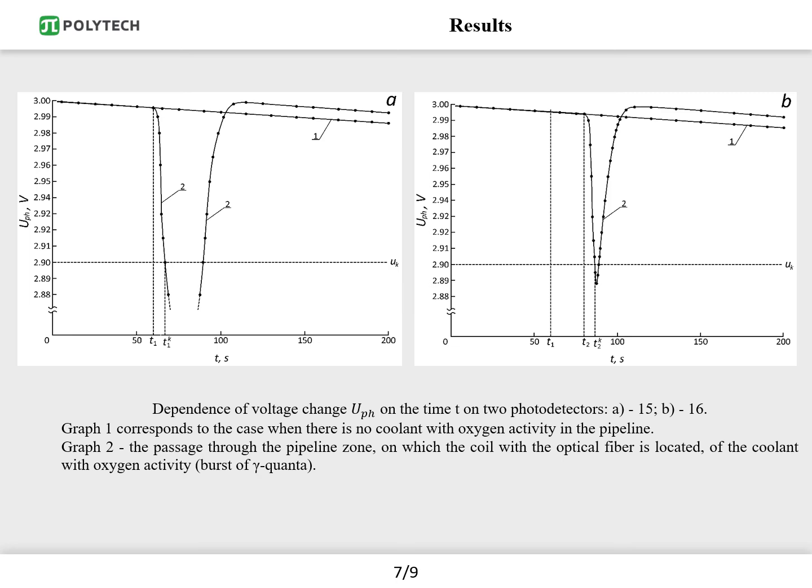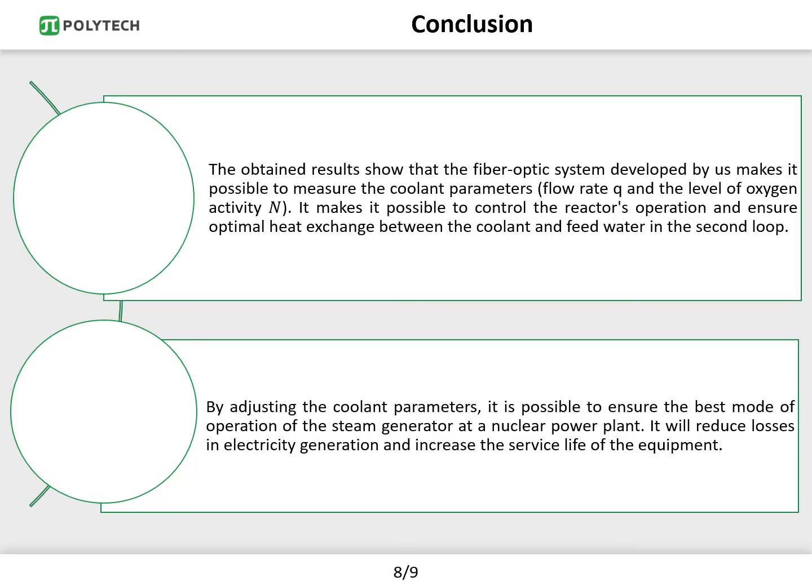The obtained results show that the fiber optic system developed by us makes it possible to measure the coolant parameters, that is, the flow rate Q and the level of oxygen activity N. It makes it possible to control the reactor's operation in optimal heat exchange between the coolant and feed water in the second loop.